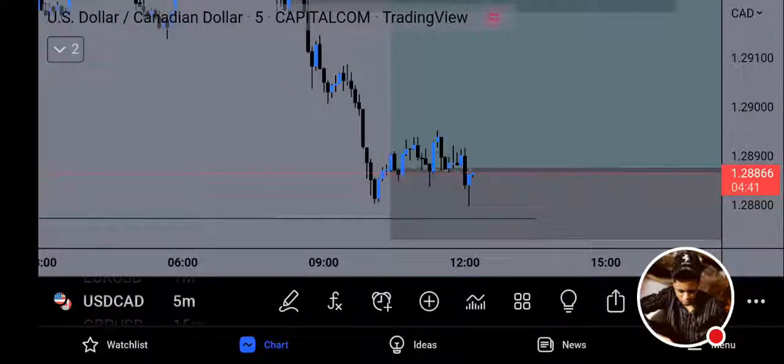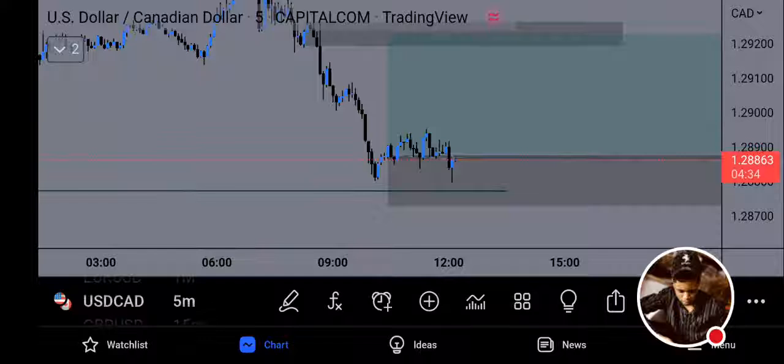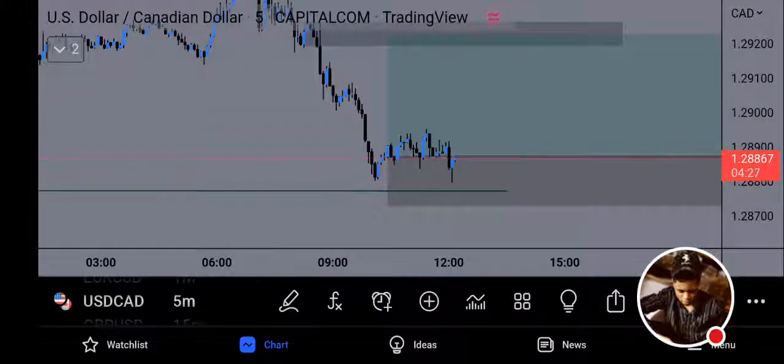Well, overall, it's sometimes advised that once you place a trade, you just stop looking at the chart, because some people get anxious while trading. They just keep looking at the chart to see what price is doing.